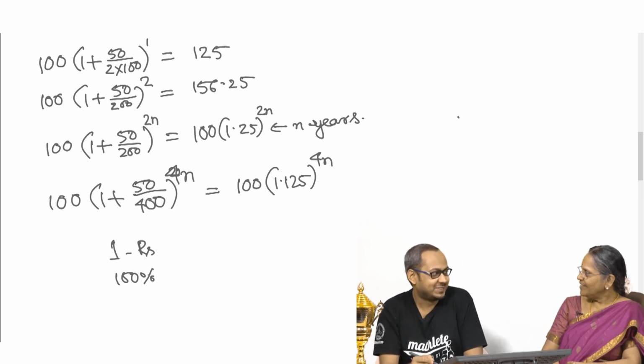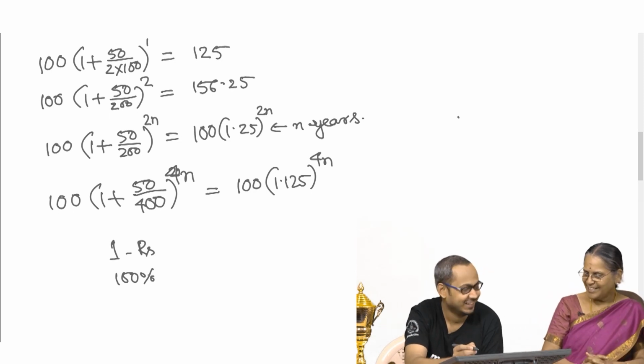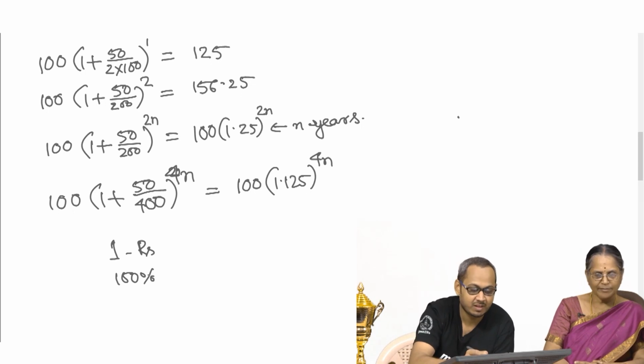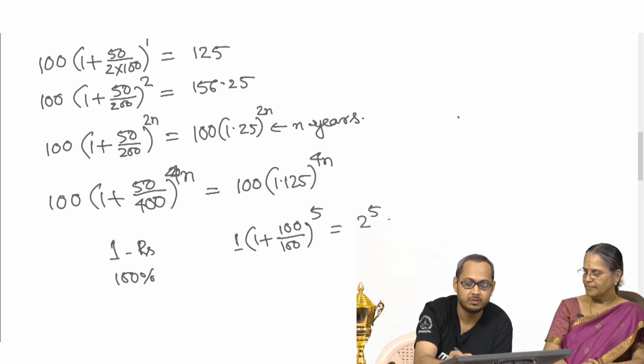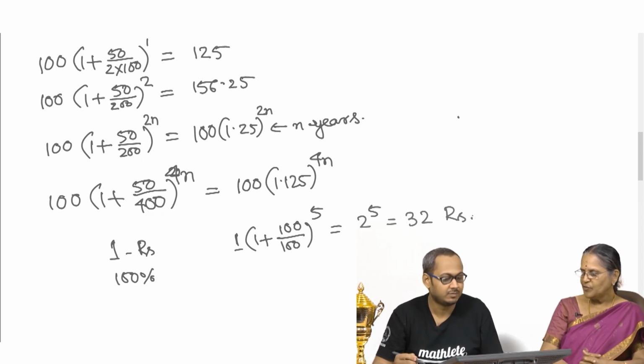No, I give 100% return. Yeah, you compute, if they are giving us 100% returns. So after 5 years, I have to calculate. The amount will be 1 plus 100 by 100, power 5, and this will be 2 power 5, which is 32 rupees. So at the end of 5 years, 1 rupee with compound interest of 100% yields 32 rupees.